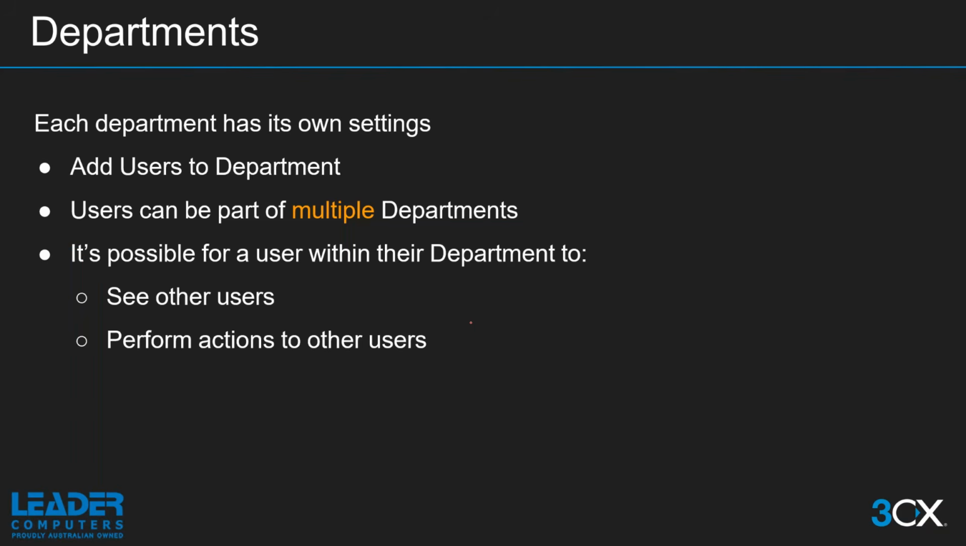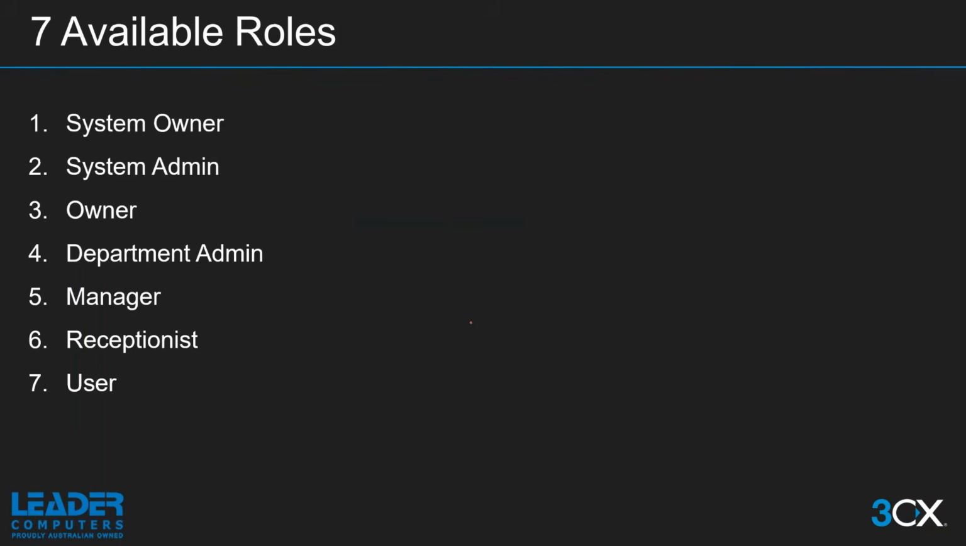Each department has its own settings. You can add users to a department, and a single user can be part of multiple departments. Let's say I'm from the Adelaide department and also from the tech department. If there are two different departments, I can be on both, but I need to have a main department membership. It's possible for a user within the department to see other users and perform actions on other users. And there are also different roles available.